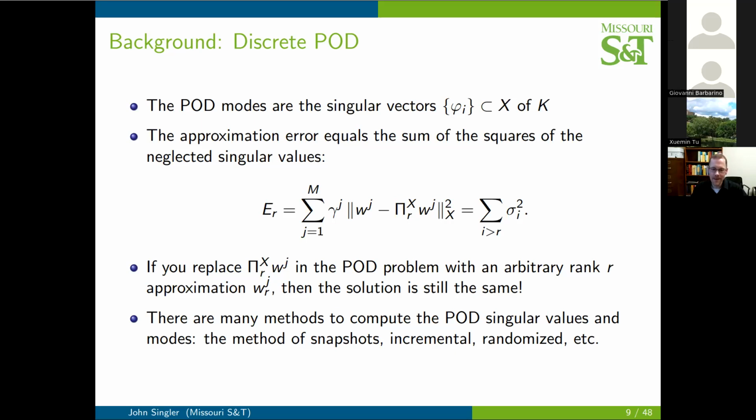A quick note here. We started this POD problem with a very specific low order rank R approximation to the data. That's not necessary. You can replace it with an arbitrary one and the solution remains the same. Again, there are many methods to compute these singular values and modes. Probably the most common one is the method of snapshots. As you start to deal with larger scale data, you do other things, randomized methods, incremental methods, and other things. I won't talk about those.